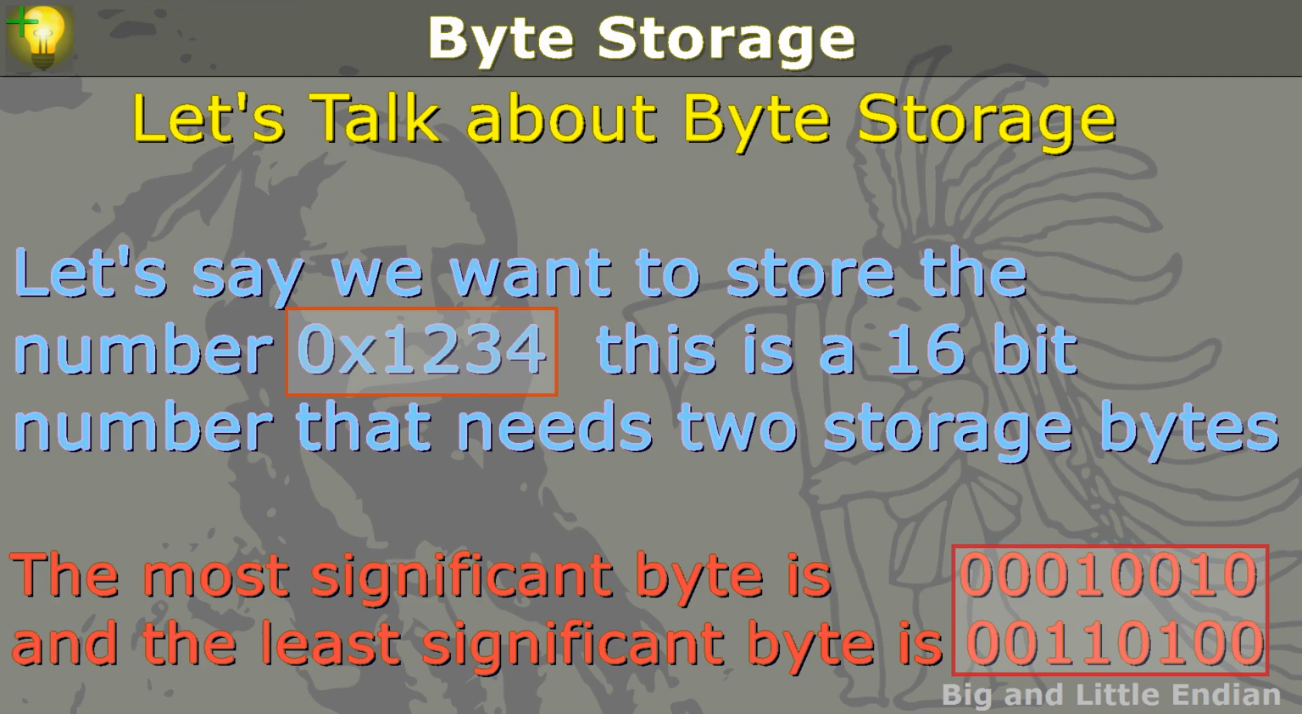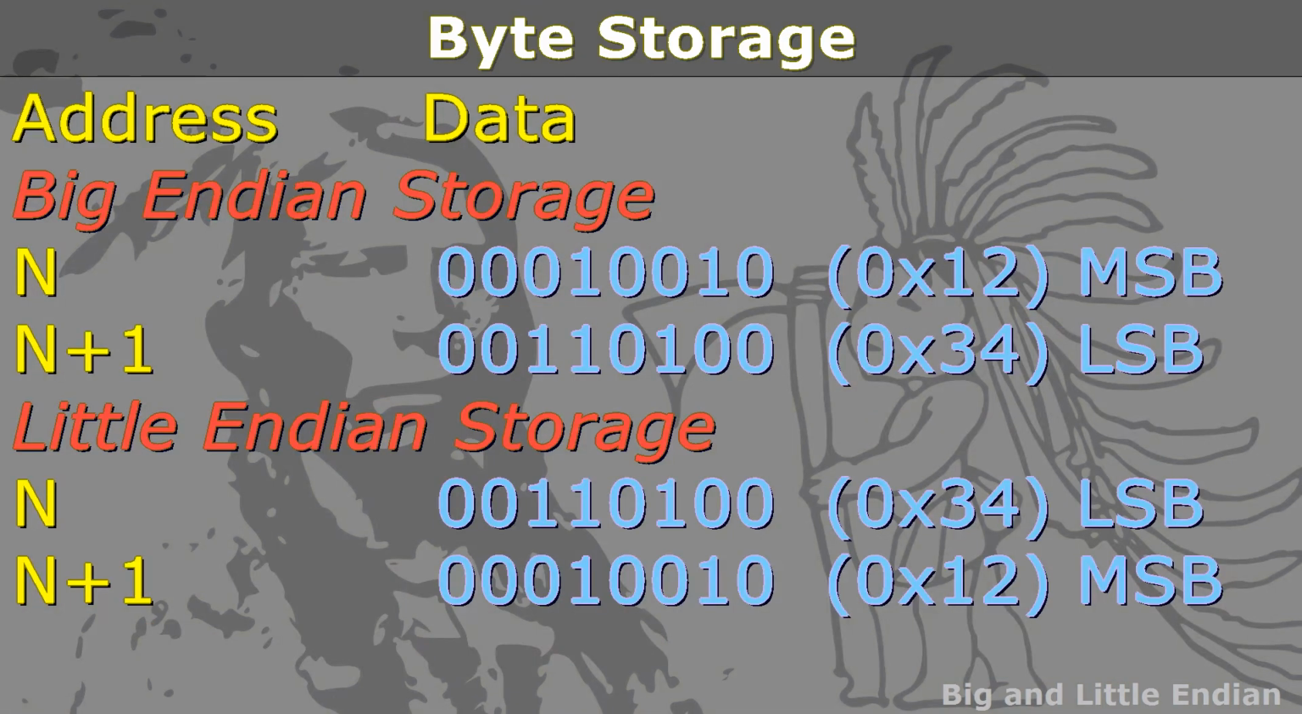12 is the most significant byte and 34 is the least significant byte. There's 2 common types of storage. They're called big endian and little endian. It has nothing to do with the American Native Indian. It's endian, E-N-D-I-A-N. So if we were storing big endian method, we would store the most significant bit at the lowest address, and then at address n+1 we would store the least significant bit.